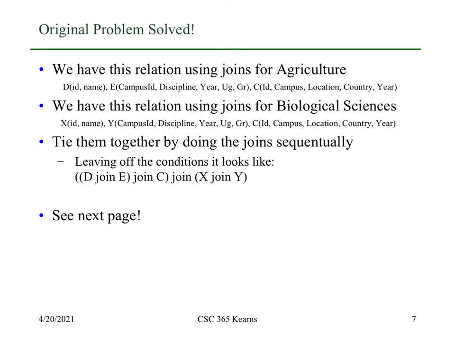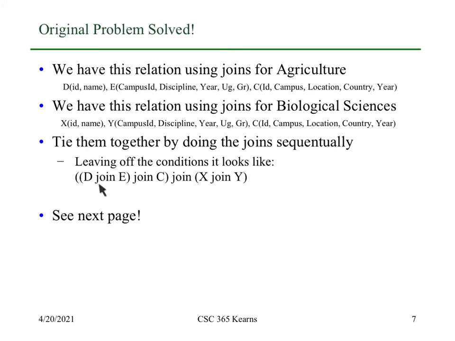So here we are. We've got the relation using joins for agriculture. We create something that looks like this. We have the relation using joins for biological science. You just take the code and, in some sense, copy it in our heads right now. This is just conceptually. And now we have to tie them together by doing the join sequentially. You'll notice that for biological sciences, we're going to call the discipline X and the enrollment Y, and the campus will still be C, because that's what we're going to use to put things together.